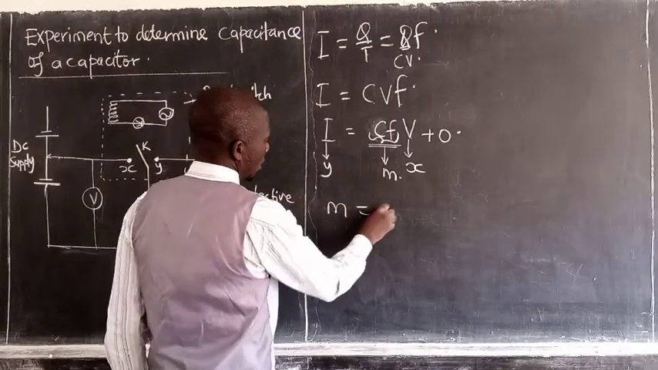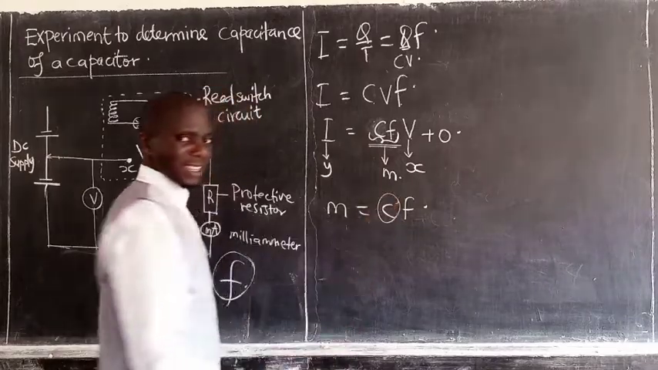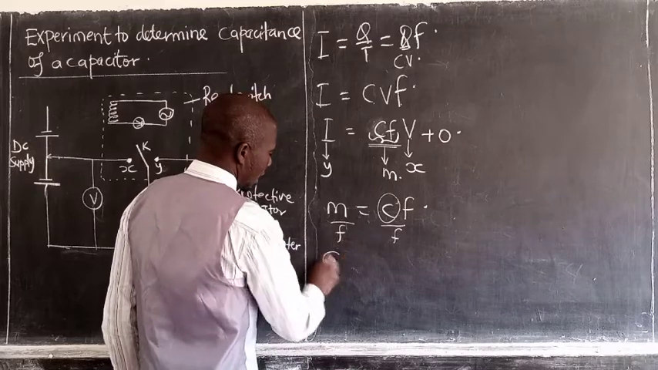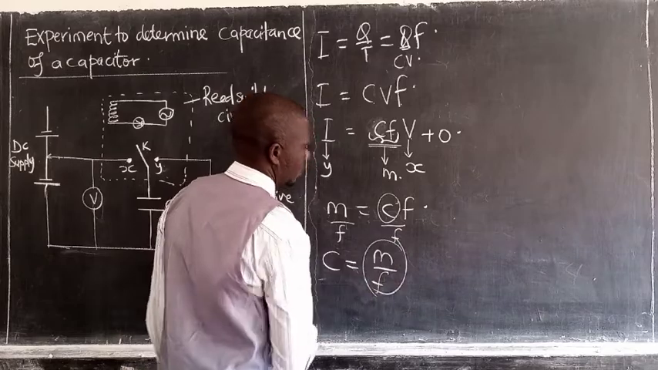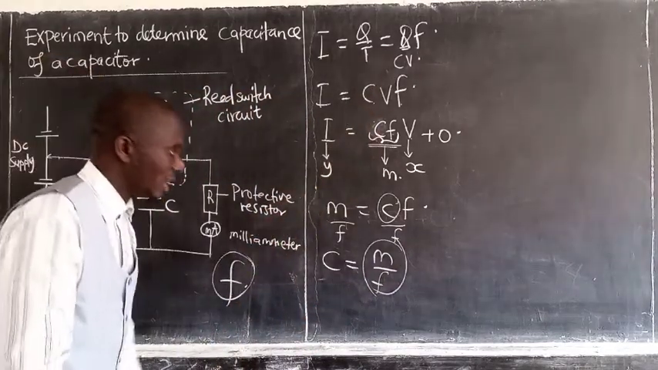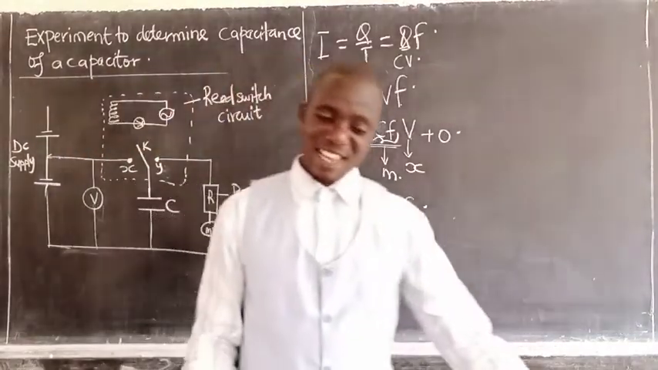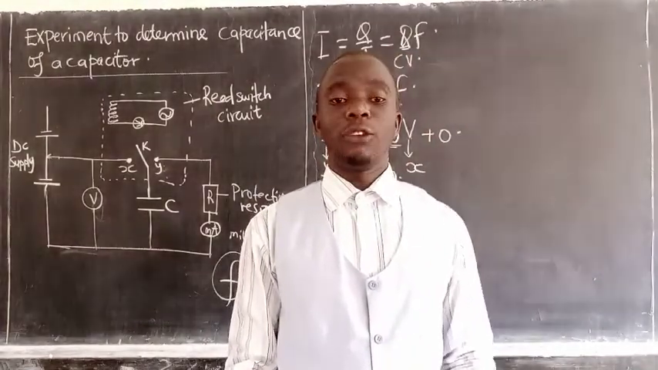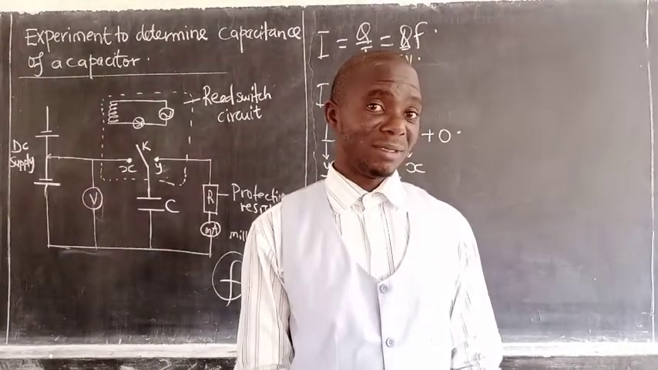Therefore, m equals CF, but we want the capacitance of the capacitor. Therefore, by dividing by F both sides, we shall have that the capacitance will be the gradient over the frequency at which this reed switch circuit was activated. This is simply the way it can be got. So what did I say? I said the reed switch circuit K is activated at a suitable frequency F. That is point number 1.